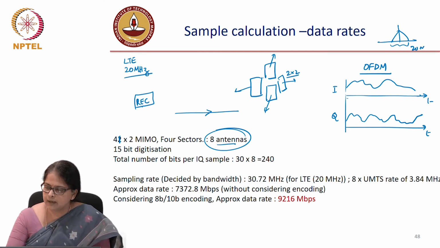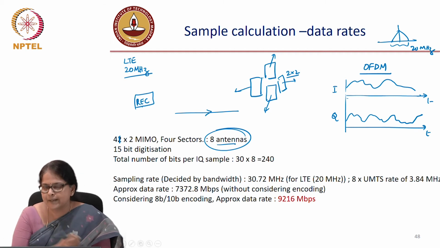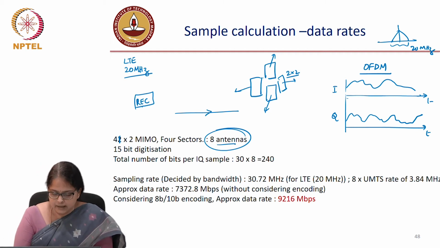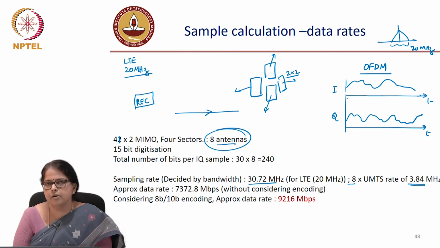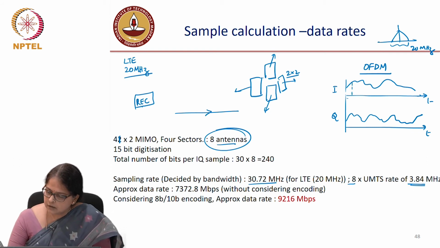You have 20 megahertz bandwidth, and you have a specific sampling rate depending on the bandwidth. The sampling rate typically is a multiple of the Universal Mobile Telecommunications System rate, the UMTS rate. The UMTS chip rate is 3.84 megahertz, so 8 times that comes to 30.72. That's good enough for servicing a 20 megahertz bandwidth, which means, to cut the long story short, you have a sampling duration Ts, which is 1 over 30.72 megahertz.